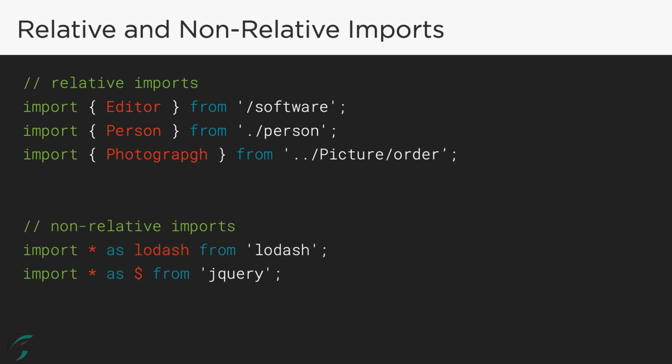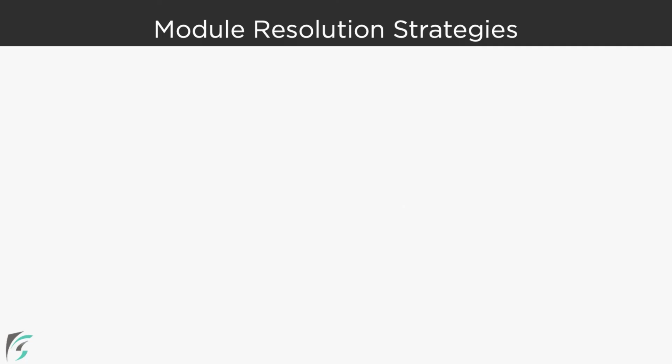Here are few examples of non-relative imports. These are almost same, but they don't include any references to a directory structure before the module name. These two lines import the Lodash and the jQuery modules, but they do not include any reference to the paths. We use non-relative references when referring to third-party modules, whereas we use relative references when referring to our own modules. Let us now see how TypeScript finds the files referred to with non-relative references. Module resolution strategies.